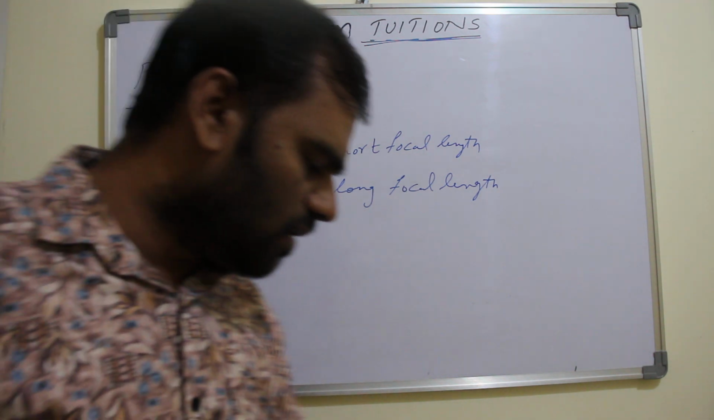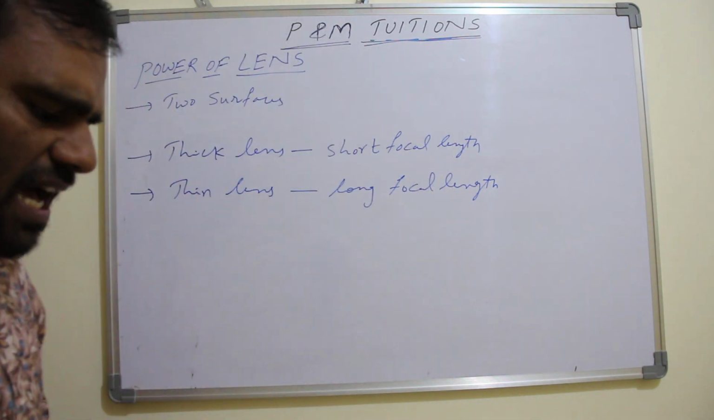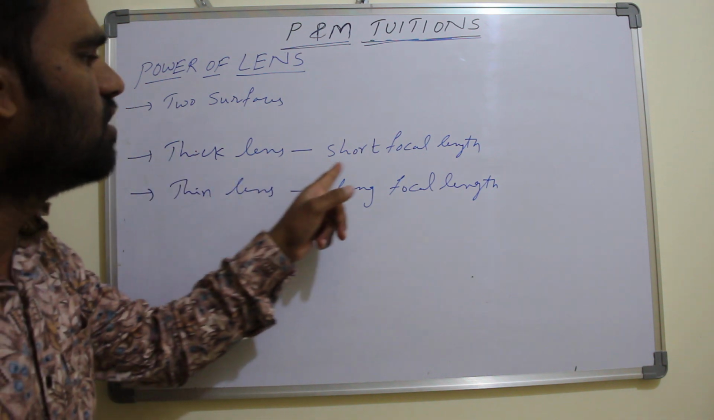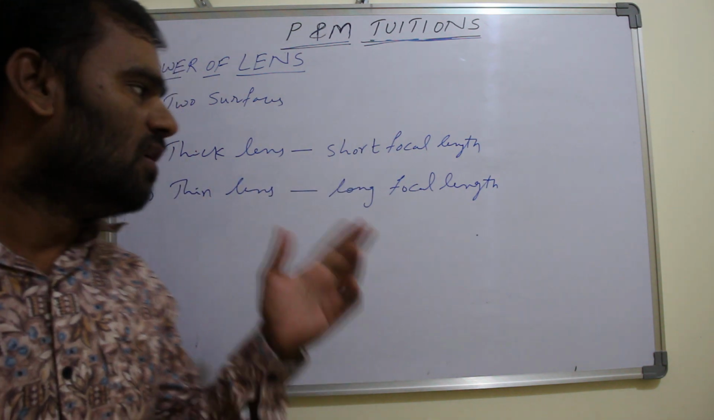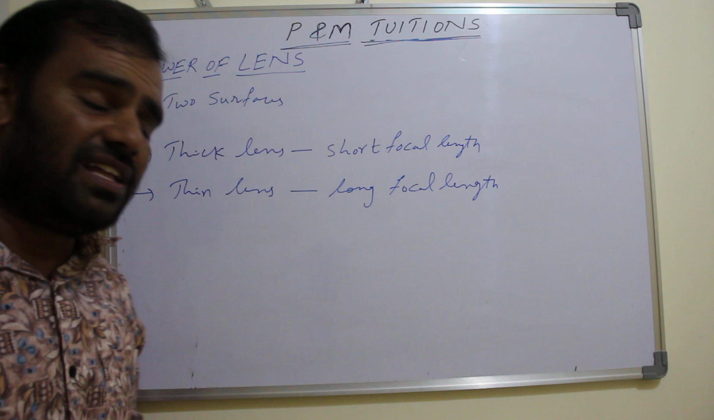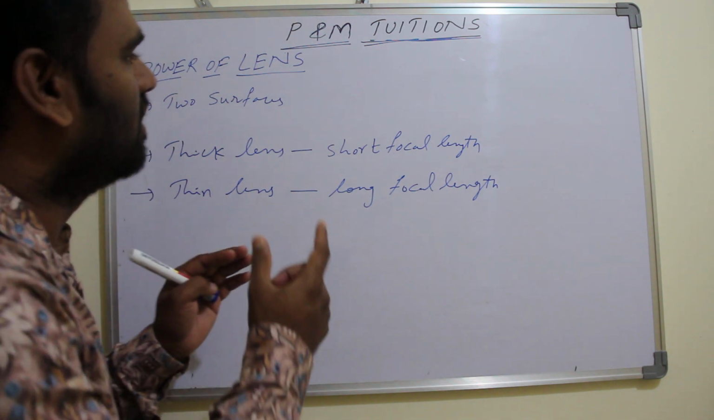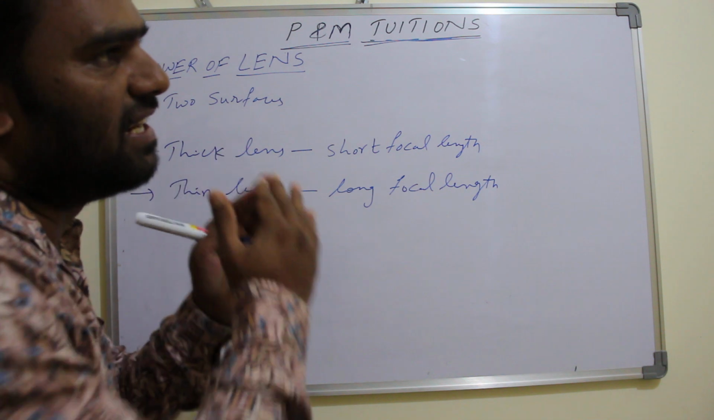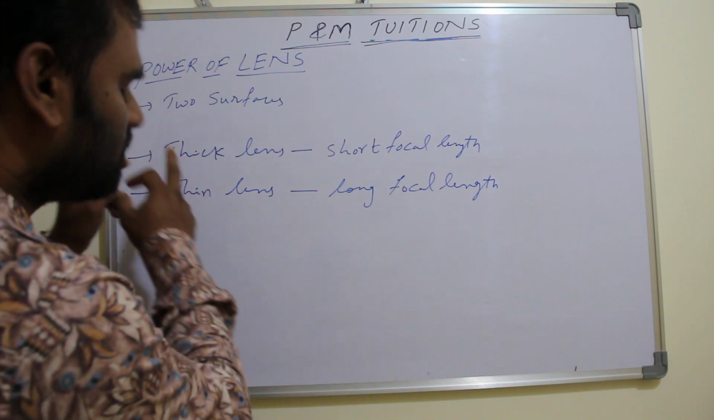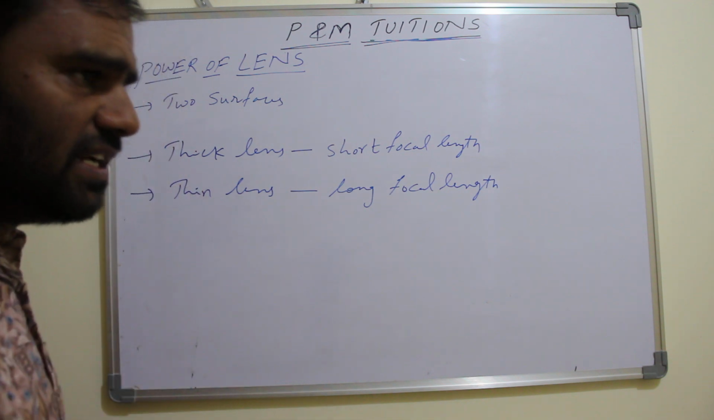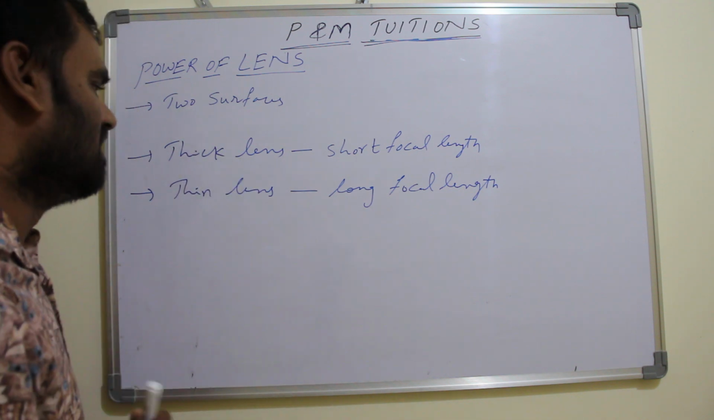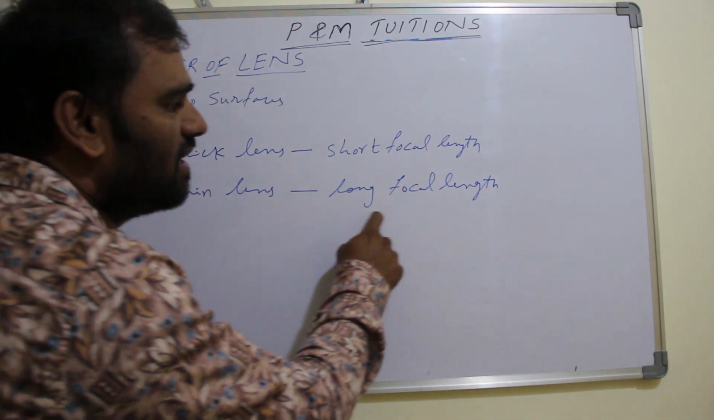A lens having a short focal length deviates the rays more, and a lens having a long focal length deviates them less. That's the reason for the power of lens. As I said already, the deviation of a light ray when it passes through the lens is expressed in its power. So a thick lens deviates the rays more, and a thin lens deviates the rays very little, in terms of the focal length.